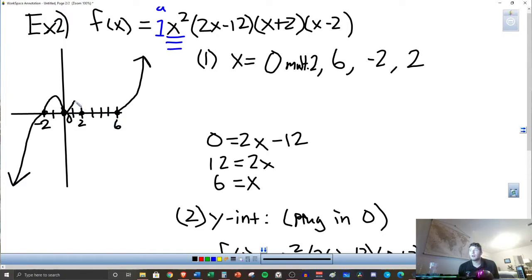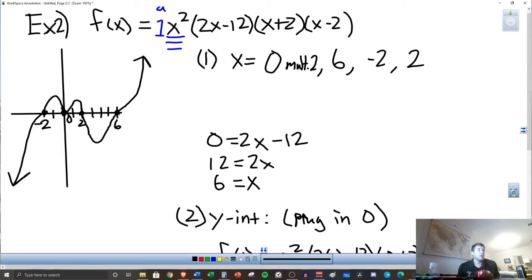Then we'll curve back down to the next point, which is 2. We have to go straight through. Look at the 2 here. It is not a multiplicity, so it just cuts straight through. And then we curve back up to the last point, which obviously is going to go straight through because it's a 6, and look at the graph. So this is correct right here, okay?